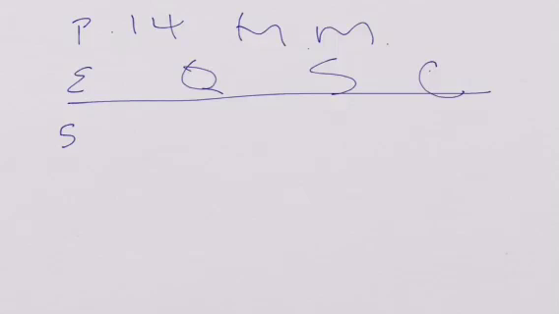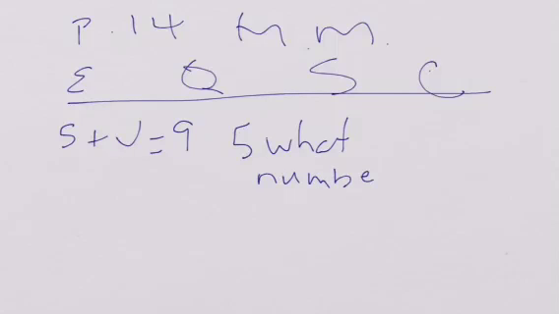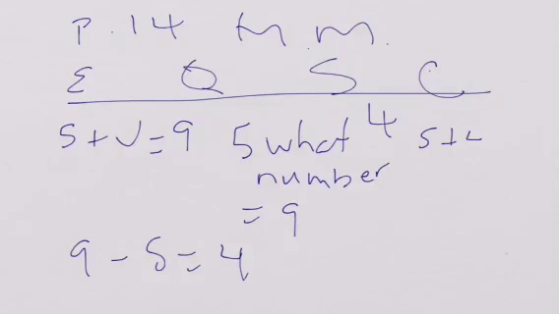We have 5 + v = 9. And then it wants us to sort of question what we're doing. So we have to say 5 plus what number equals 9. And we know that 9 - 5 = 4. So the solution has to be 4. And then we check our answer. And that, in fact, is true.